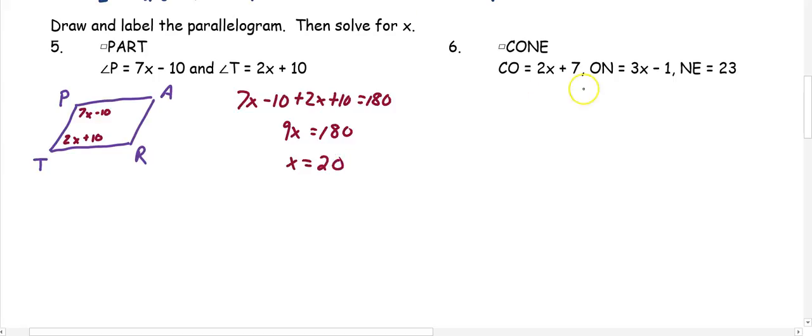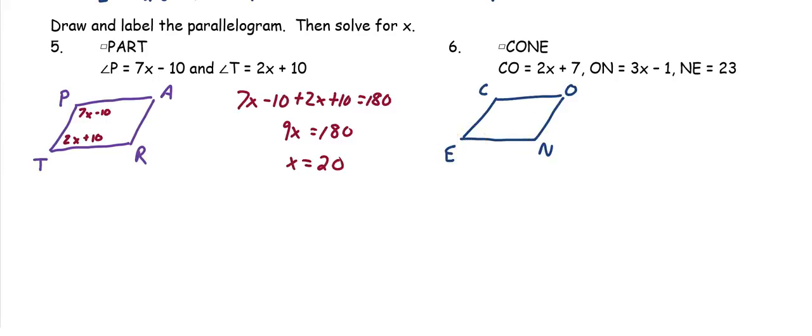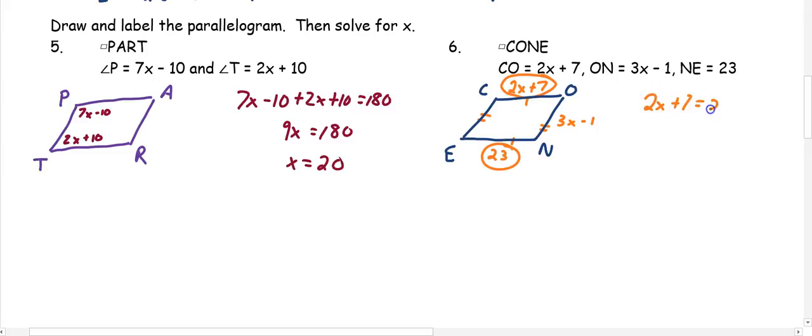In number 6, I again need to be careful when I draw my picture. So I have parallelogram CONE. I know that CO is 2x plus 7, ON is 3x minus 1, and NE is 23. Remember that your opposite sides are congruent, so to solve for x, we want to use the 2x plus 7 and the 23. So we have 2x plus 7 equals 23. We're going to subtract 7 from both sides, so we get that 2x equals 16, and we divide, we get x is 8.